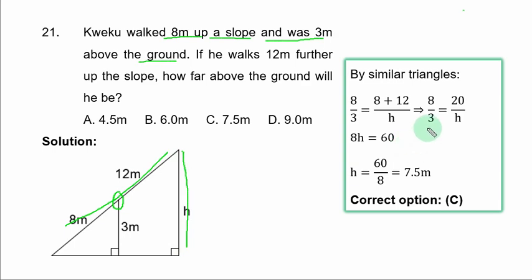So you have 8 over 3 equal to 20 over h. If you cross multiply, you have 8h equal to 60. To get h, divide both sides by 8, and you have h equal to 60 over 8, and you have 7.5 meters. C is the correct option.